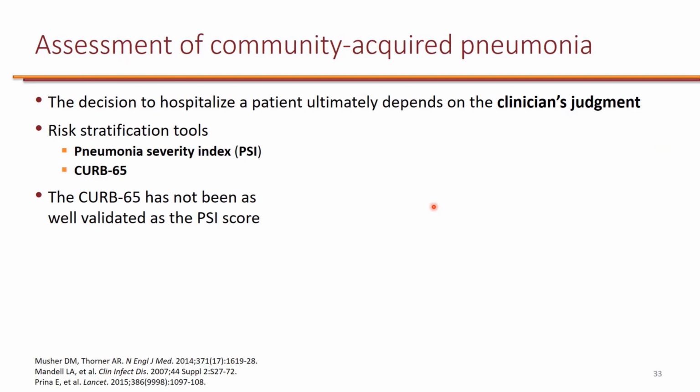Now, of course, the decision to hospitalize a patient ultimately depends on the clinician's judgment. So clinical judgment is important, but there are also some tools that can be used in order to aid in making that decision. So there's the Pneumonia Severity Index, or PSI. It's also referred to as the PORT score. And there's the CURB-65 score. Now, these scores are just to help. They are not to replace clinical judgment. The CURB-65 has not been as well validated as the PSI score, but because CURB-65 is more simple, it's more practical to use at bedside.